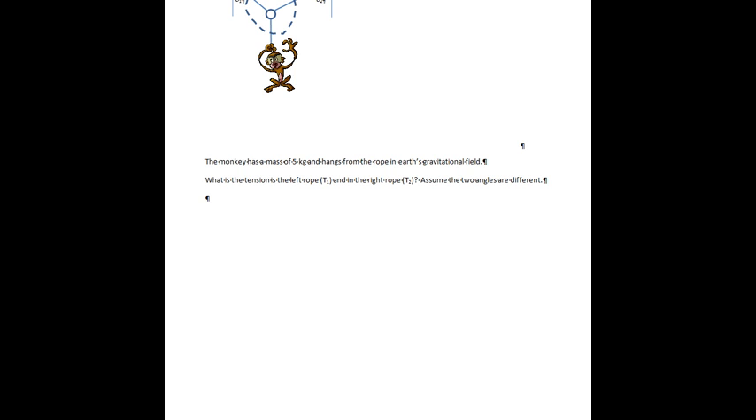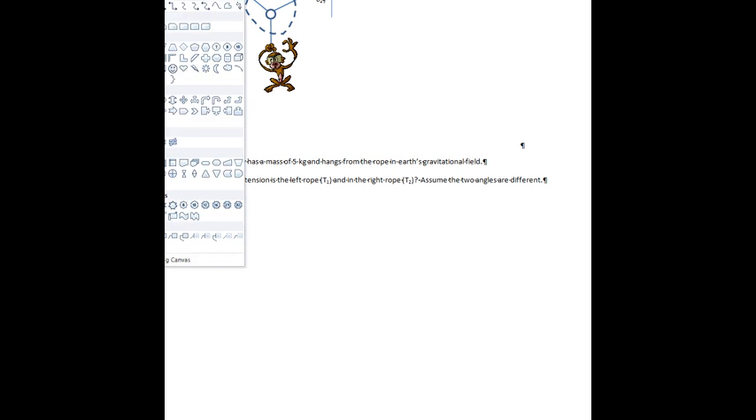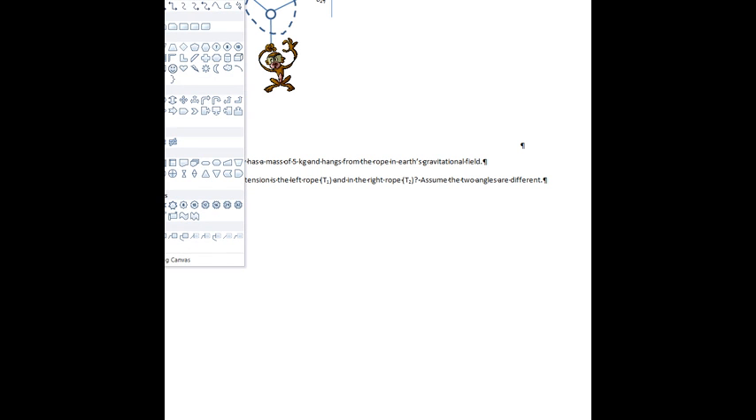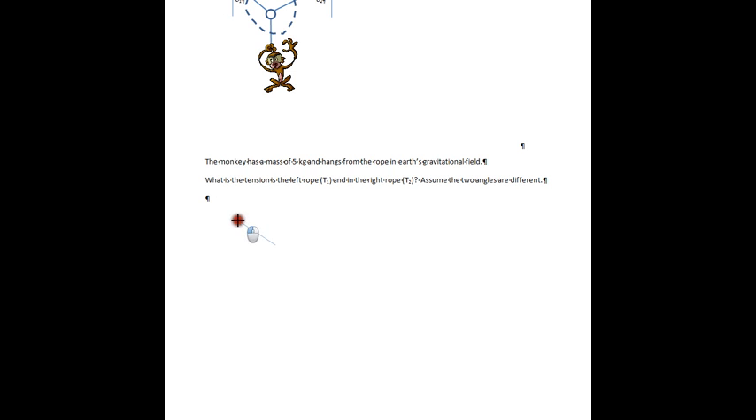And now we'll have the tension in the left rope. We can probably do better than that. We'll just use an arrow. Tension in the left rope. Tension in the right rope. And the force that results from the weight of the monkey.